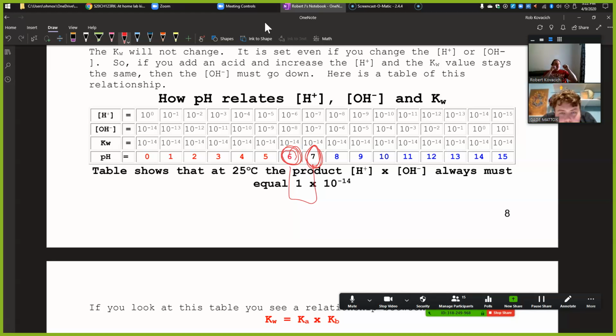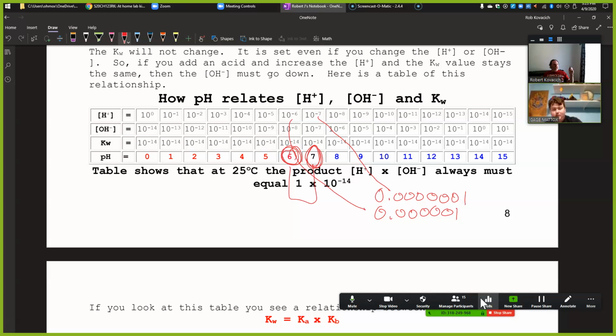100 times. It's not. 10 times? It's 10 times, right? Because, what's this number here in decimal format? 0.7 1. And then this number with 6, by 1. So 5 zeros and a 1 versus 6 zeros and a 1. So at pH 6, my H plus ion concentration is 10 times more acidic.